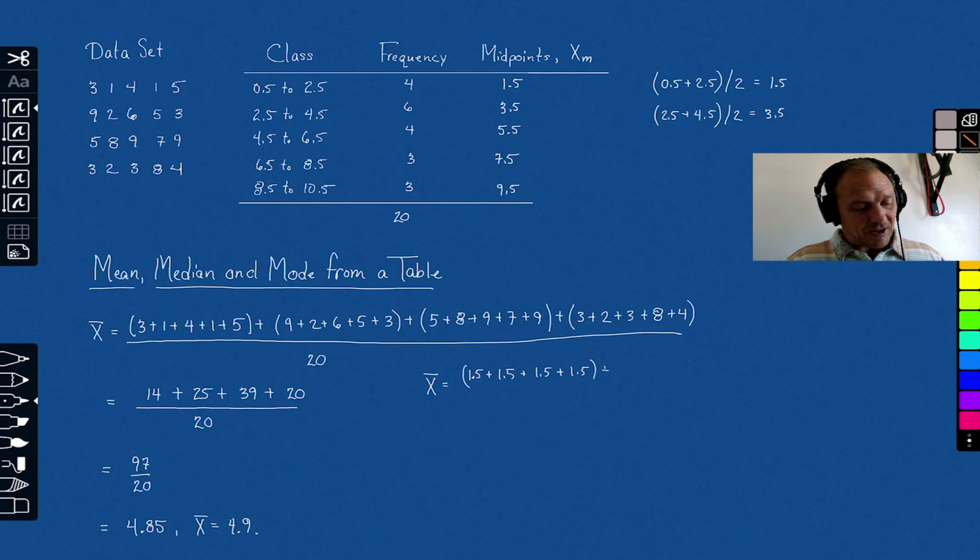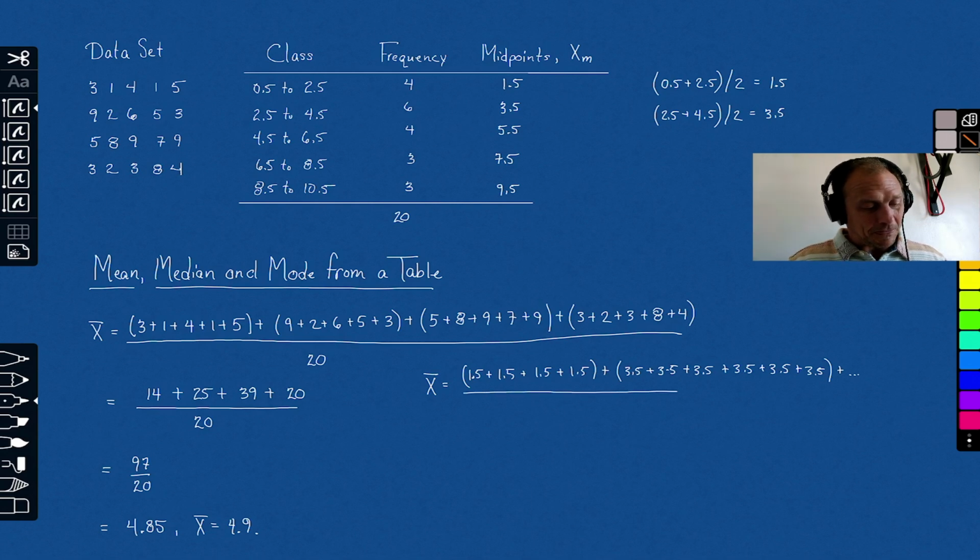And then if you go to the second class, there's 3.5s, but there's 6 of those, so you'd write 3.5 plus 3.5 plus 3.5 plus 3.5, 3.5 plus 3.5. And you just keep going until you've accounted for all of those. You've added all 20 values up, and then you divide it by 20.